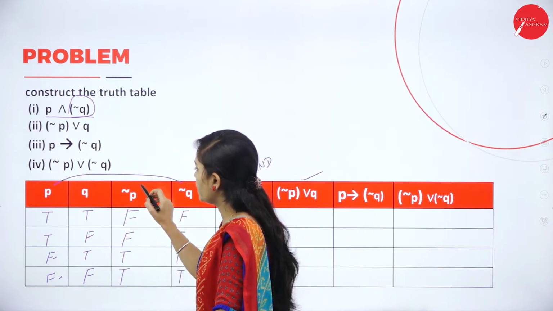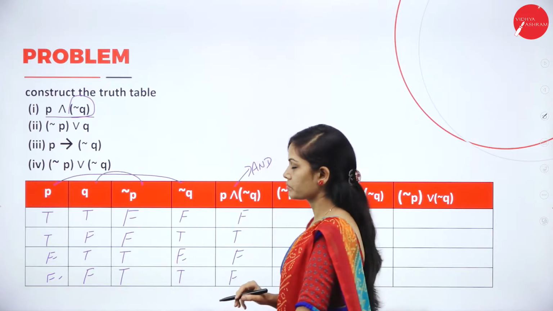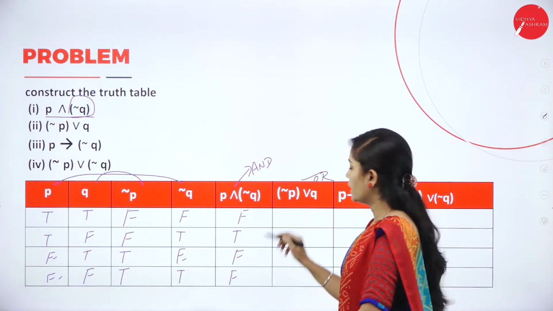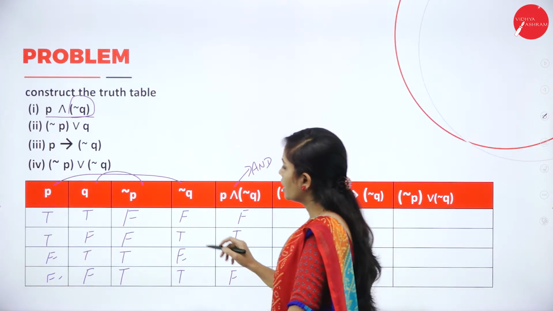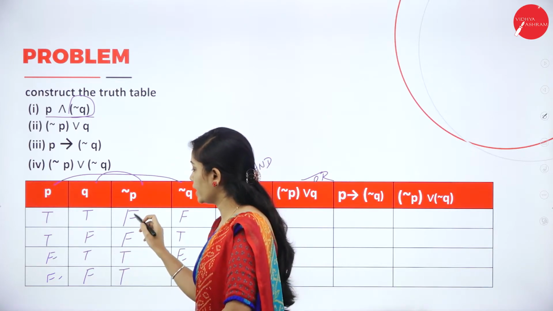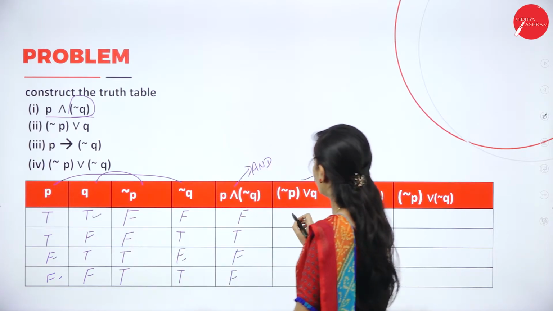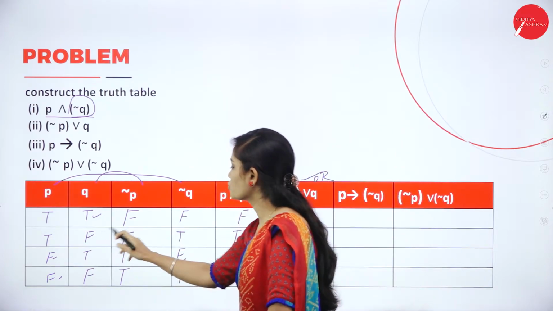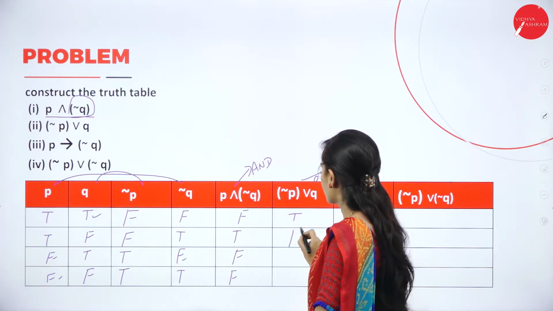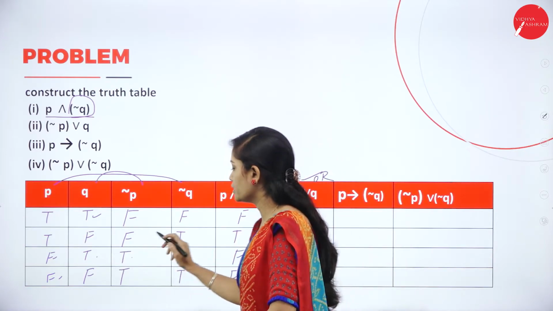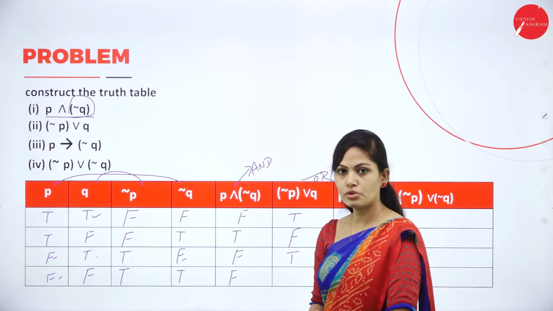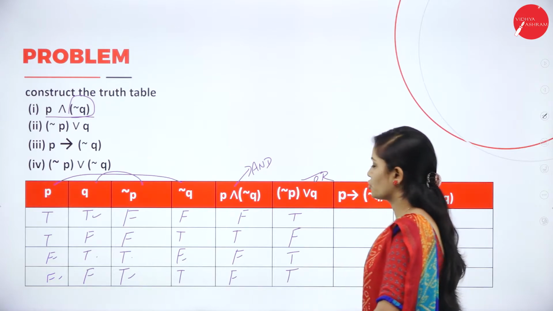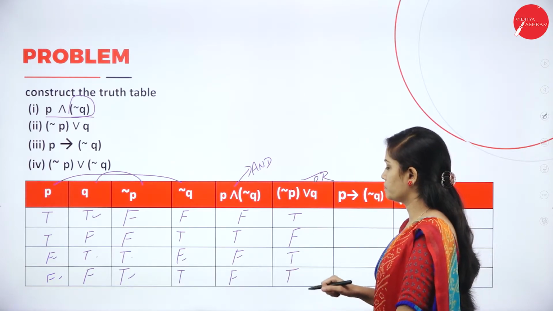Consider this negation P column and Q column. Negation P, or we have to use OR operation. Negation P or Q. In OR operation, if any one of the conditions is true, the final condition is also true. If both the conditions are false, it is false. Any one of the conditions true means the final condition is also true. So this is your OR operation.